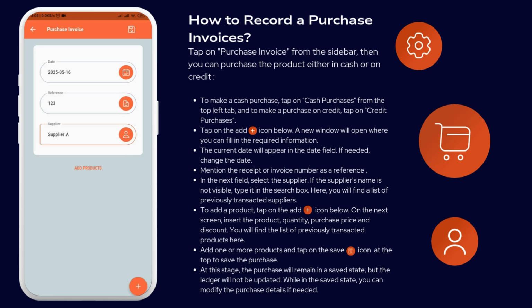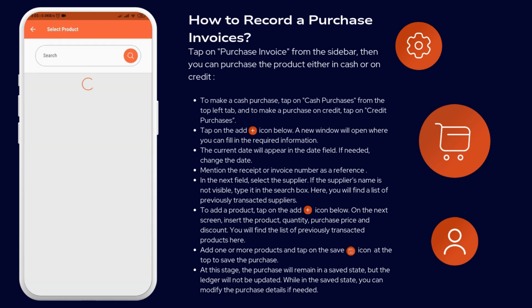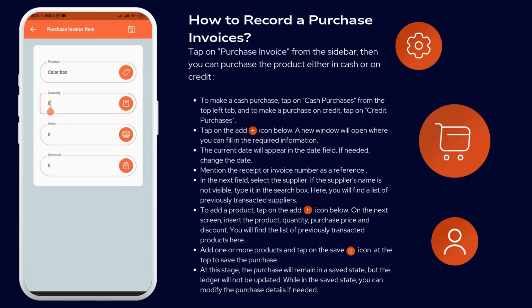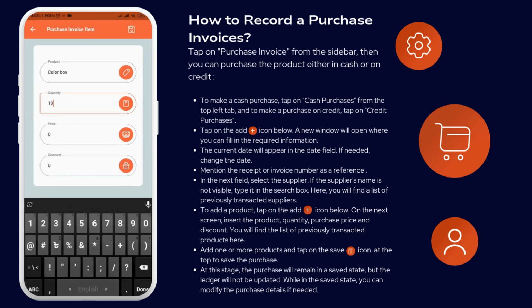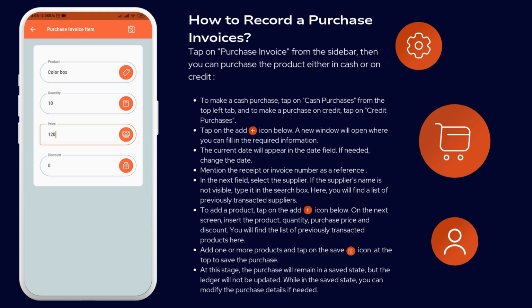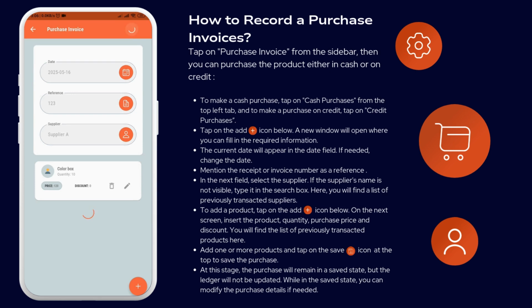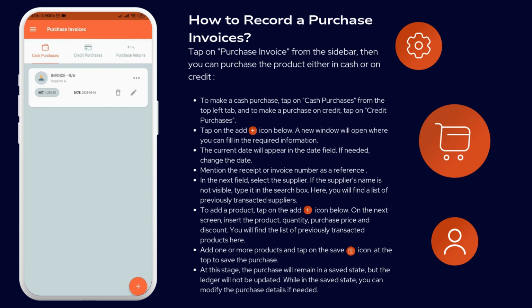Let's say you are buying product in cash from supplier A. To add product to the invoice, tap the Add icon. On the following screen, select the desired product, enter the quantity, purchase price, and any applicable discount. Once done, tap Save to add the product to the invoice. You can repeat this step to add multiple products as needed. After entering all the product and purchase details, tap the Save icon at the top to save the transaction.